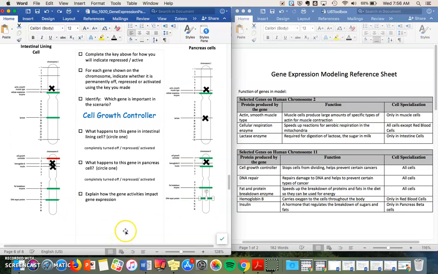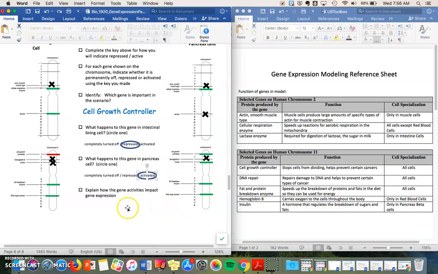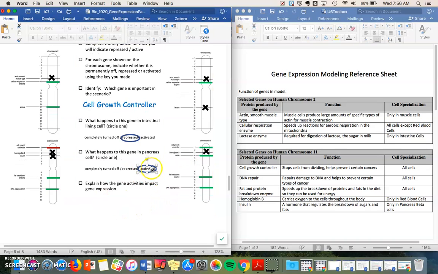All right, so we've modeled everything, but we do need to answer a few questions first. What happens to the gene in the intestinal lining cell? It's referring to the cell growth controller. Well, we just modeled this, that it is repressed. It's red right here. And then what happens in the pancreas cell? Well, that gene is activated.